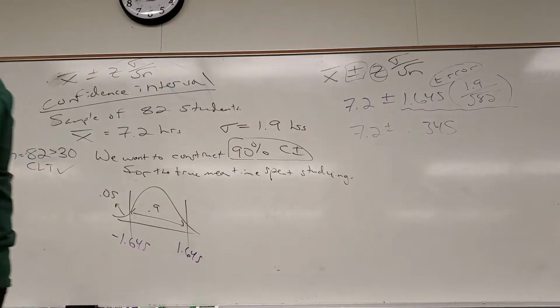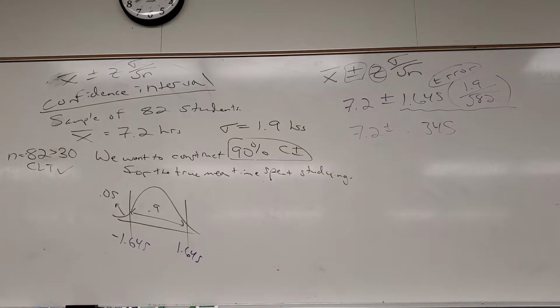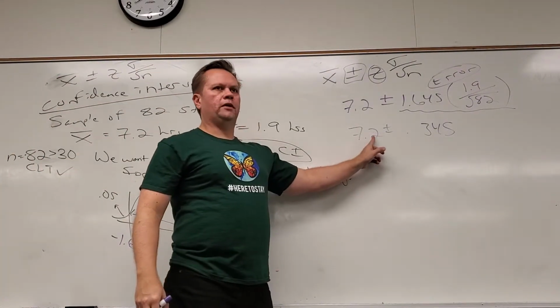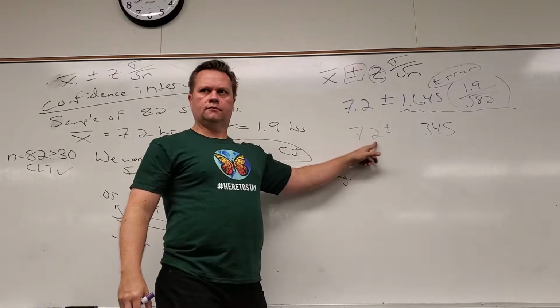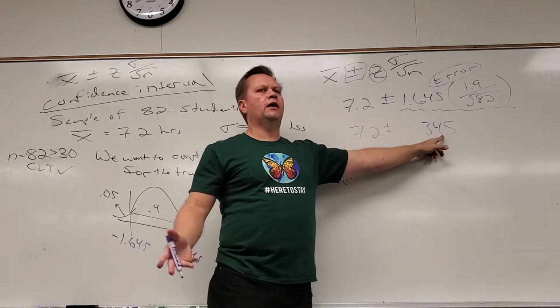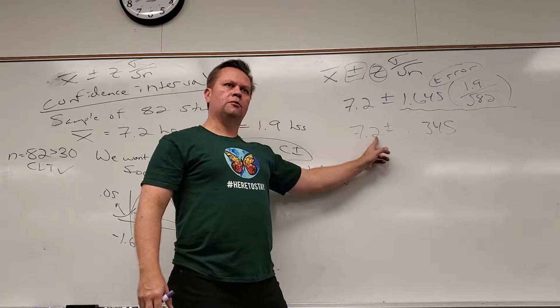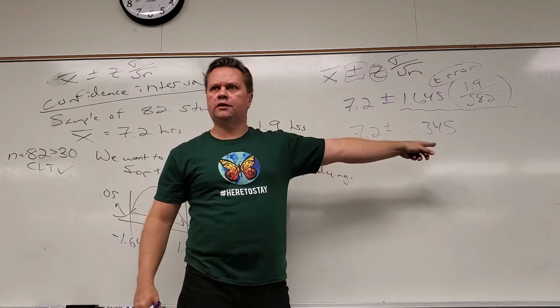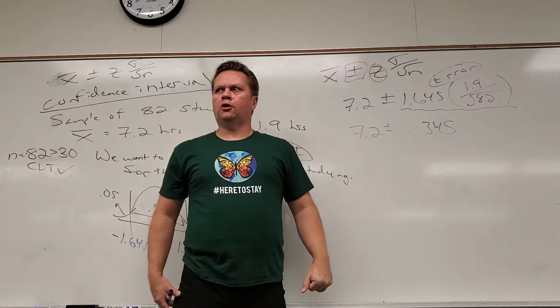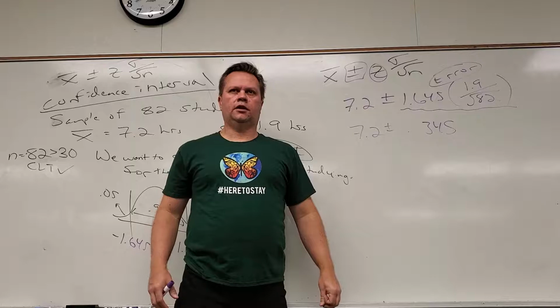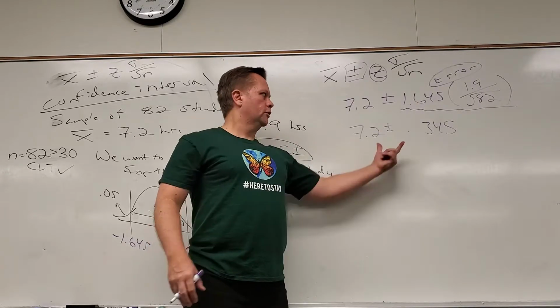Now in general, here's the convention for this. You always want to go at least one more place than this is. So you could have gone to 0.35, but 0.345 is fine too. You want to go at least one more place. This is one place. You want to go at least two places on your error. I love it.